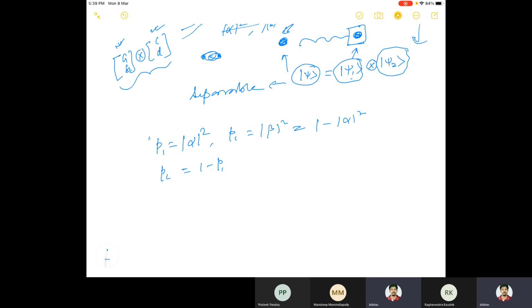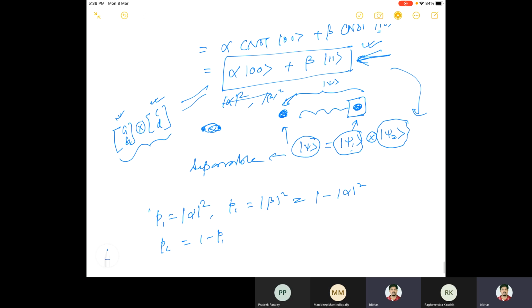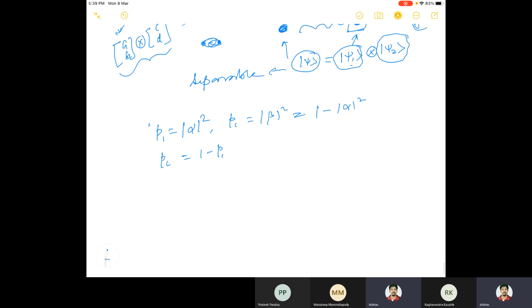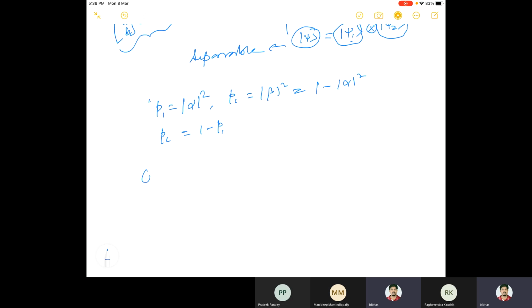Now, why is it a C-NOT gate? Here I'm always assuming the first qubit is the control and the second qubit is the target. But I can change that. I can put the second qubit as the control and the first qubit as the target. I can play a little trick and come up with some new gates, which I'll call generalized C-NOT gates.